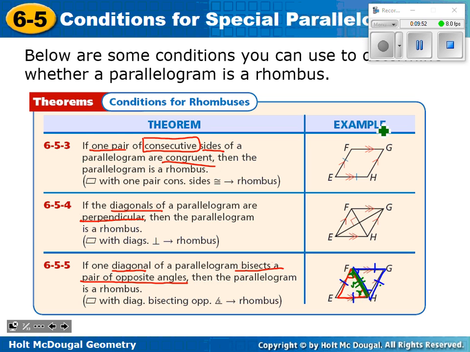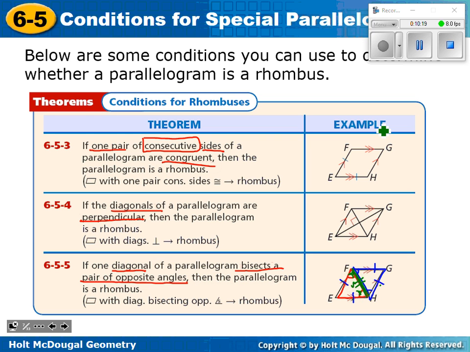Remember we said that a square is a parallelogram, but it is also a what? A rhombus and a rectangle. So the way you prove it's a square is you prove that it is all three. You first prove that it's a parallelogram, and then prove that it is both a rhombus and a rectangle. And it doesn't matter what order.